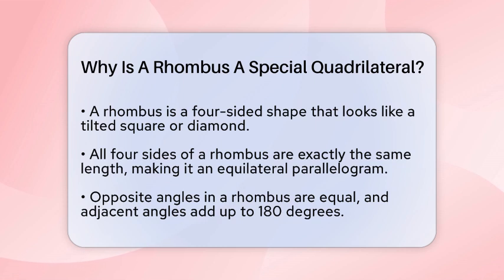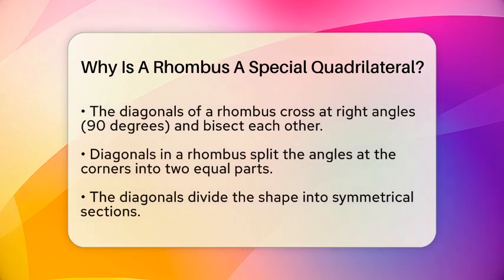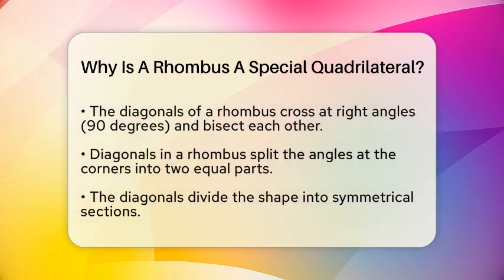But a rhombus is more than just any four-sided figure. It has special properties that set it apart from other shapes like rectangles or general parallelograms. First, all four sides of a rhombus are exactly the same length. This is different from most parallelograms, where only opposite sides are equal. Because of this, a rhombus is called an equilateral parallelogram. Opposite sides are still parallel, which makes it a parallelogram, but the equal sides give it a unique look.